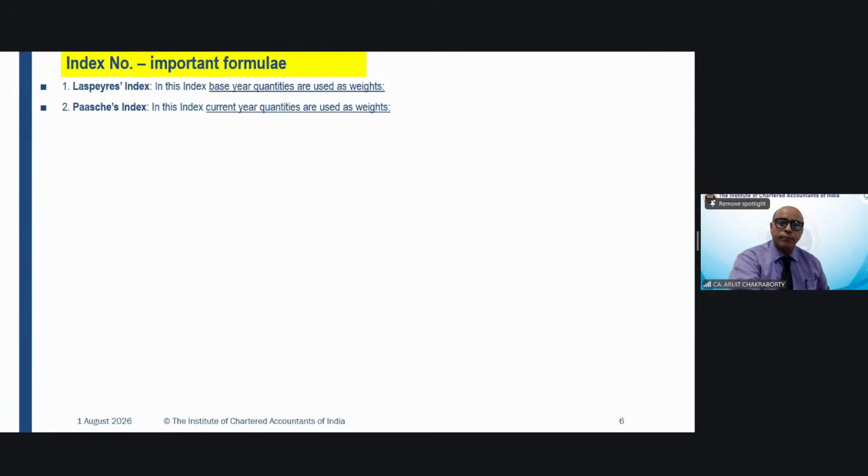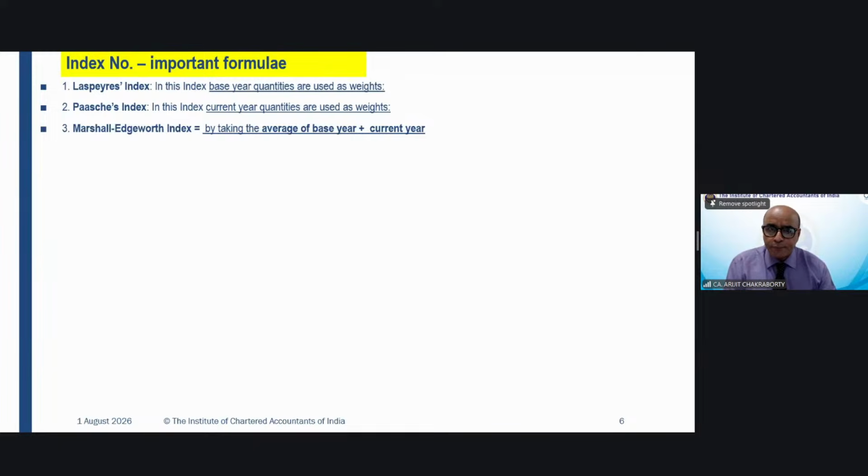Now we look at the next one, purchase index. Purchase index, we will see that the current year quantity is used as the weight. That means purchase index we will write as sigma PnQn. Numerator में, denominator में क्या रहेगा? P0Qn. Weights, quantity जो है वो current year की quantity होगा, both for the base year as well as for the current year. Please note this is Paasche's index.